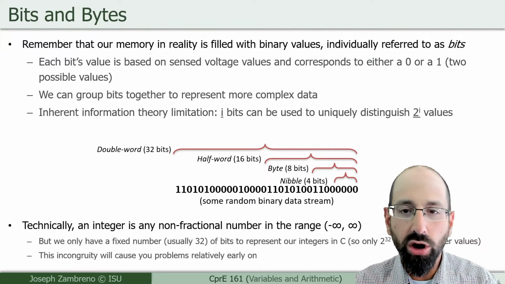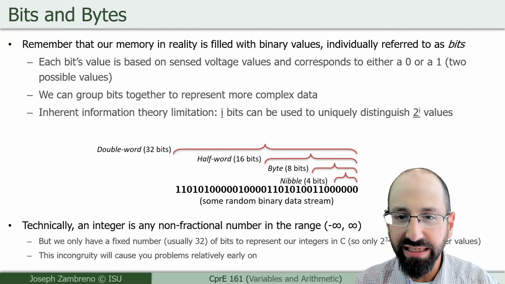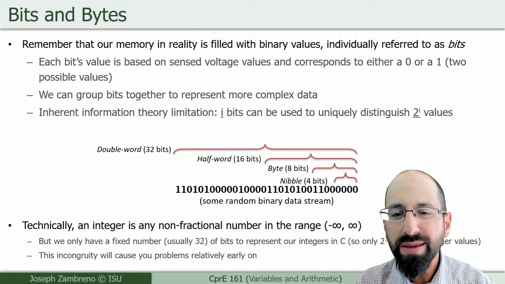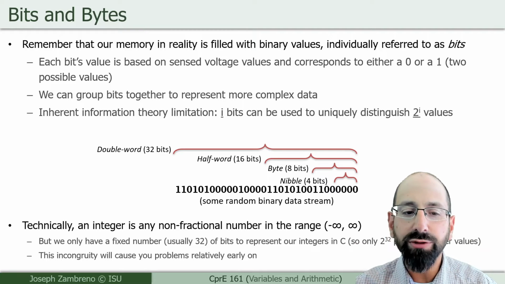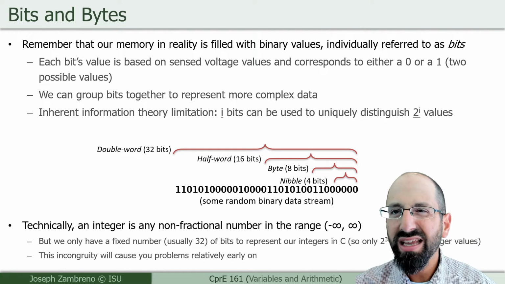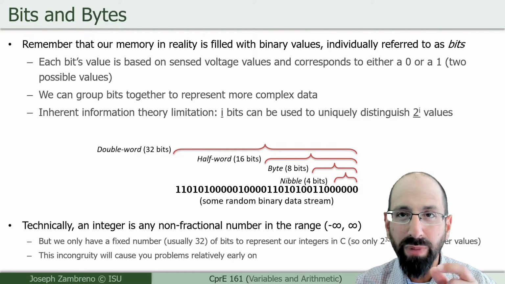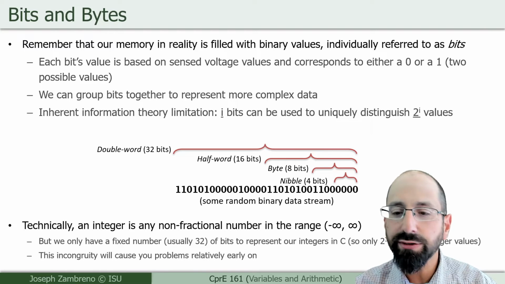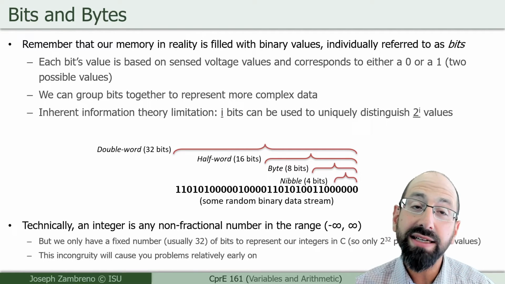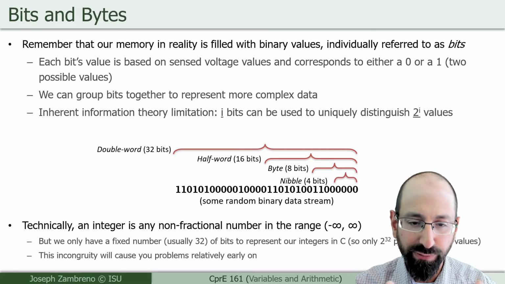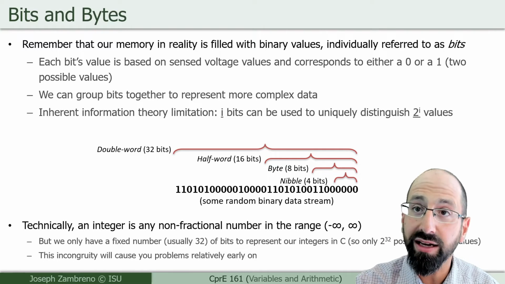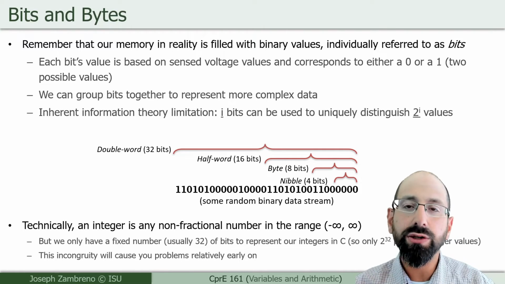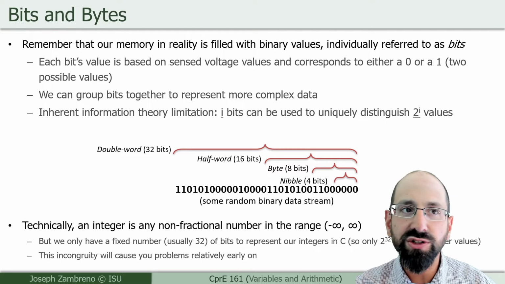I don't want to get into all the details of two's complement representation and binary representation, but as I mentioned, our memory in reality is just filled with binary values. Individually, we refer to those binary values as bits. Our zeros and ones correspond to voltage values stored in some physical thing built out of semiconductor technology. It's a 0 or 1, that's why it's binary. It's one of two things.